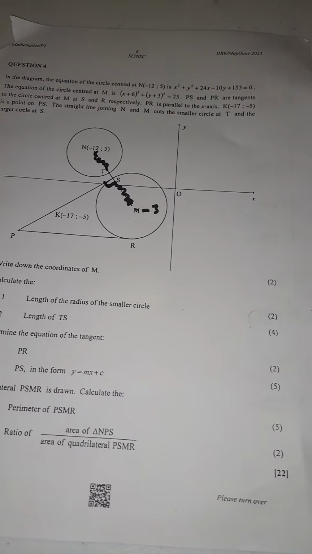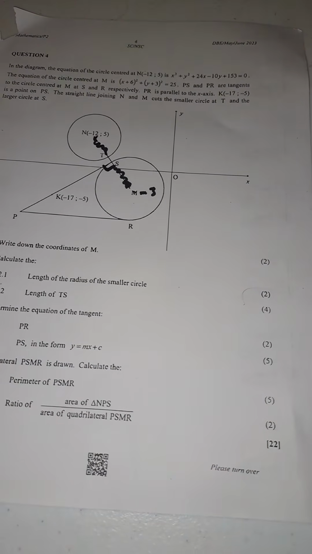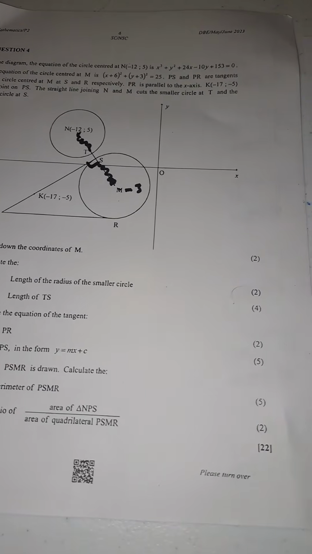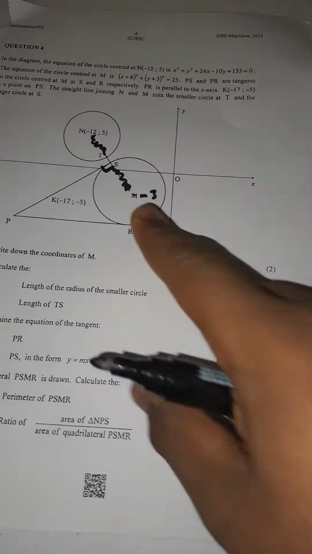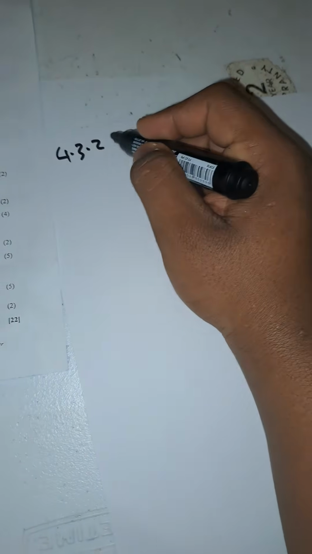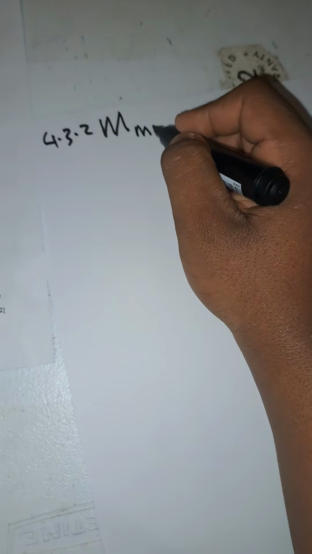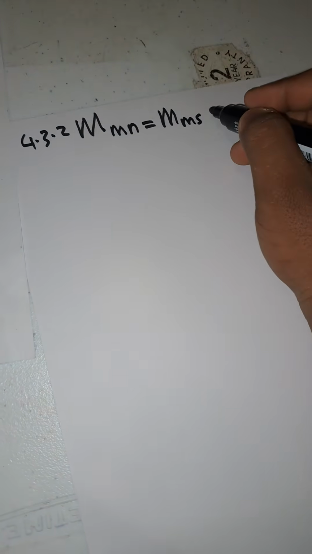The first thing you're going to do: the gradient of MS is equal to the gradient of NT, because S lies on the line M and N. So now what we are simply going to write here is very easy and straightforward. For 4.3.2, the gradient of MN is equal to the gradient of MS, right?